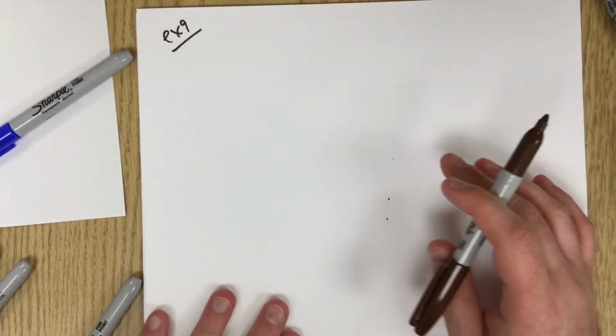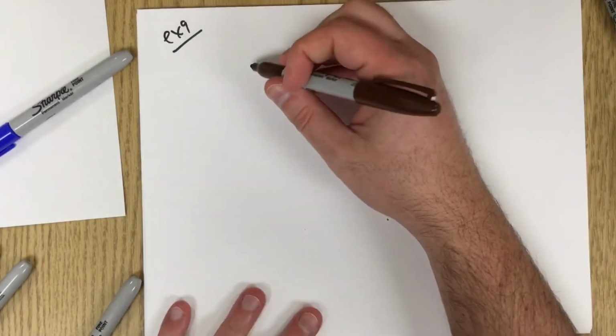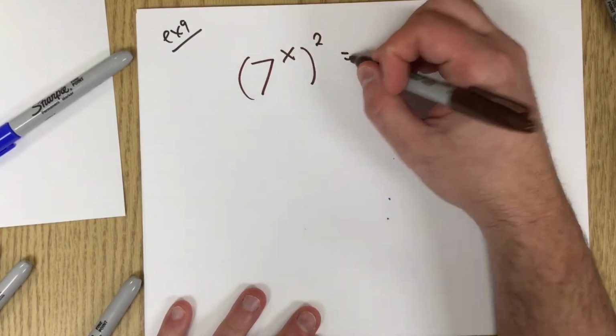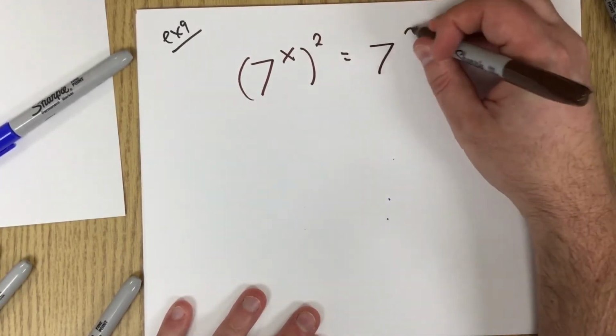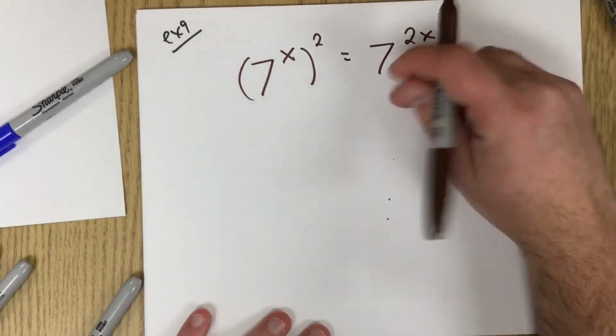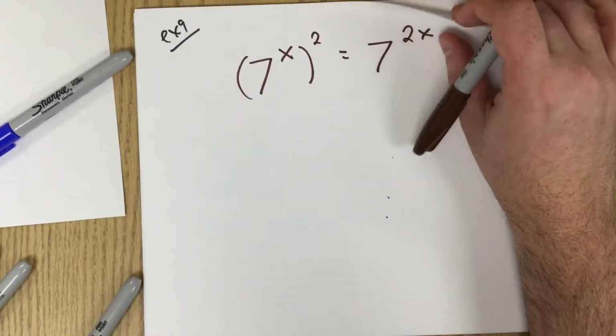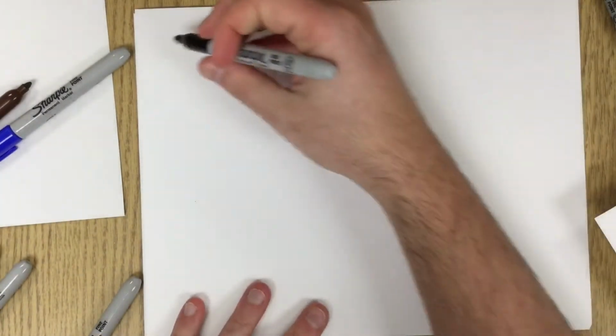Example 9. So we're going to do another one of those "notice" type of things. I want to point out that 7 to the x to the 2 is the same thing as 7 to the 2x. So 7 to the 2x is the same thing as 7 to the x, all squared. Okay. Well, let's really do example number 9 now.